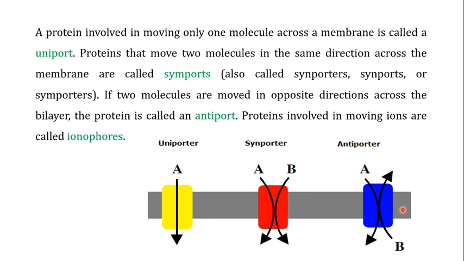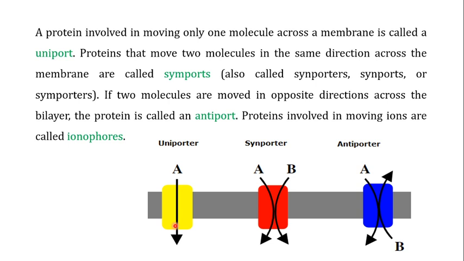Now, in this particular slide, I want to focus on the different types of proteins or protein channels and the different types of transport that occur in the body. Now, a protein that is involved in moving only one molecule across a membrane is called a uniport. And you can see over here, this is a uniporter or a uniport in which the protein is moving one molecule in one direction.